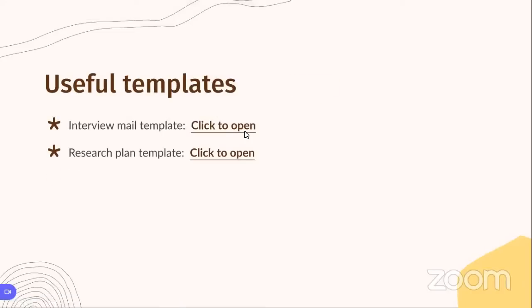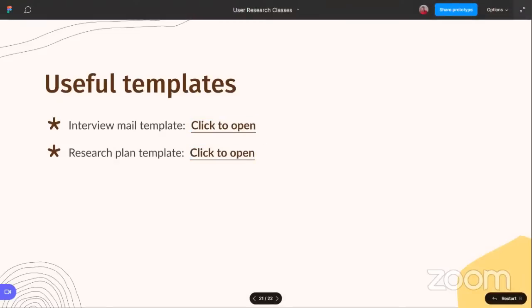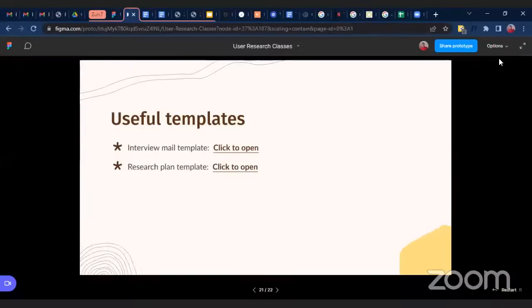And then I did some templates for you guys. So there's an interview mail template, and then there's a research plan template. Please don't copy word for word. It's supposed to guide you and show how to organize the structure of your research plan and your interview mail. Inside the research plan, okay, let me quickly go through it so that you know what to expect.